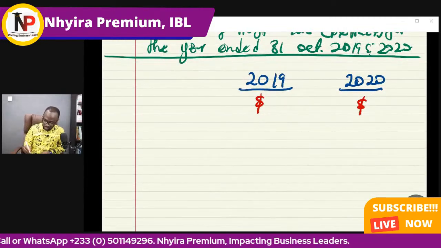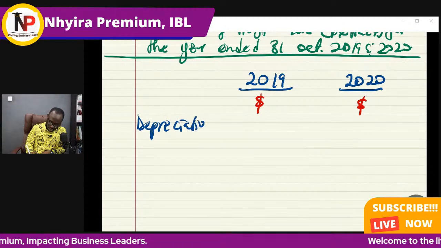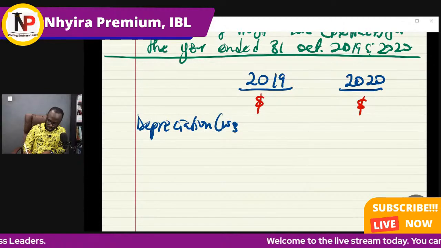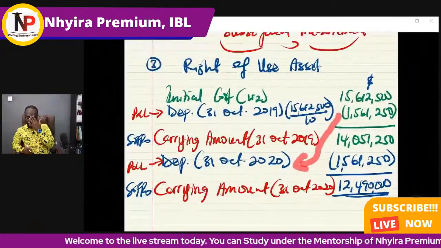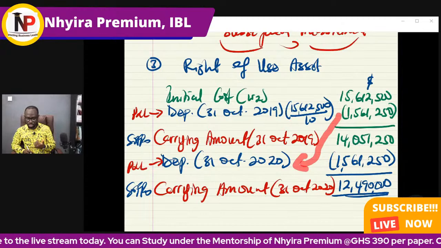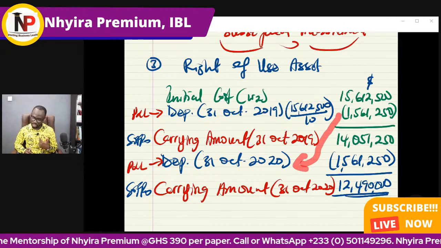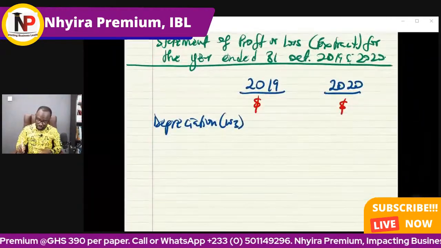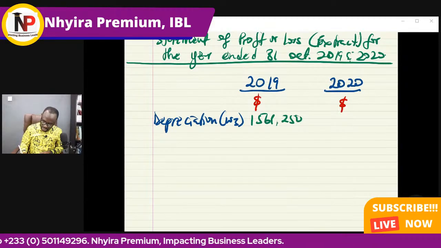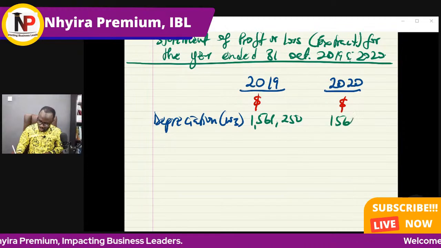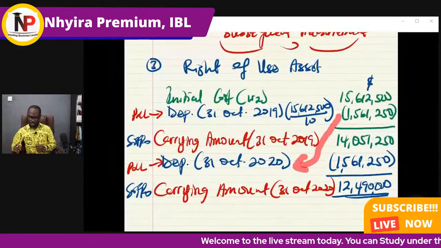Slashing our dollar sign. We're going to have depreciation coming in. I guess that is from working three. So let's go to working three to pick up the depreciation on the right of use. And that is going to be 1,561,250. And that's on a straight line method. So the same thing will come here as we computed here.